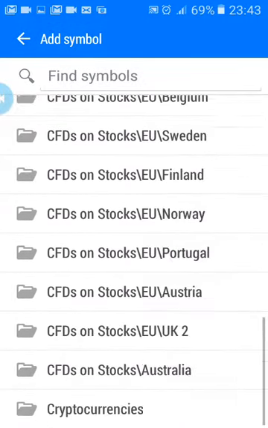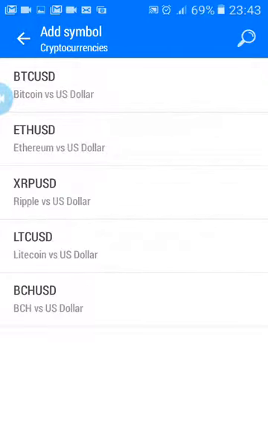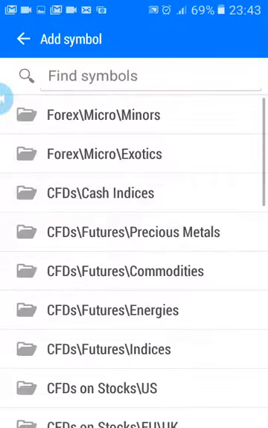So let's look at cryptocurrencies. Now, cryptocurrencies are your Bitcoin, Ethereum, Ripple, Litecoin, and BCH. So I usually don't trade them against the US dollar. I usually trade them on their own. I'll tell you how that is possible. How do you trade Bitcoin on its own? It is interesting, but when you trade it against the US dollar, for me it's tricky. I don't like trading it against the US dollar.